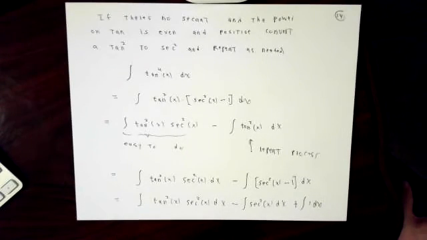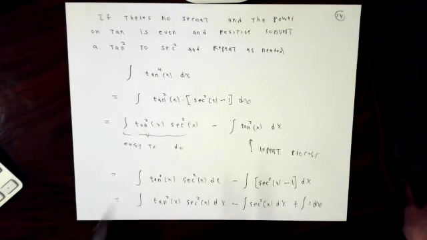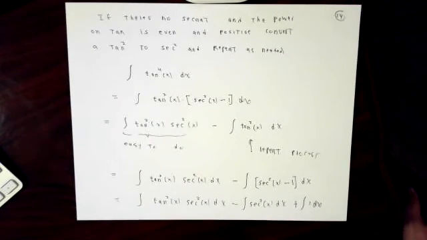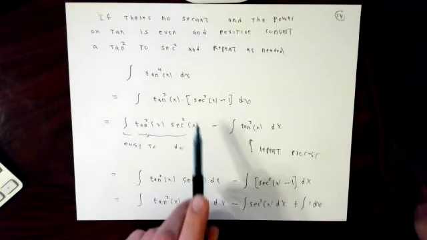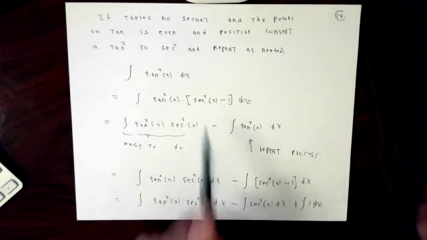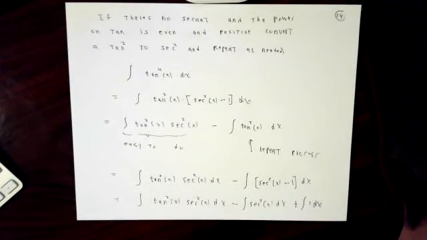If there are no secant factors and the power on the tangent is even and positive, then the suggestion is to repeatedly use the identity 1 plus tangent squared equals secant squared to reduce things down into things that you can do. For example, the integral of tangent to the 4th power. Think of that tangent to the 4th power as tangent squared of x times tangent squared of x. Convert one of them into secants by writing it as secant squared of x minus 1.